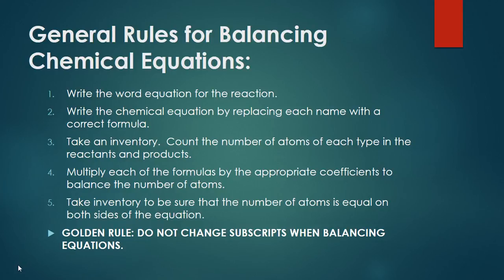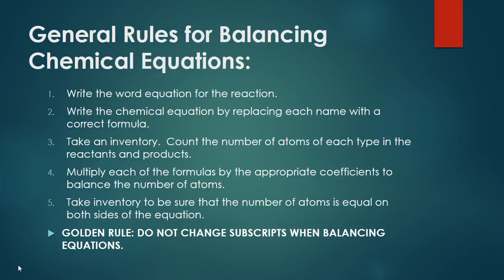Once you've got the chemical equation written out, you can go ahead and take an inventory of how many atoms of each element you have on each side of the equation. How many reactant atoms do you have of each element, and how many product atoms do you have of each element? If they are not the same, then you're going to have to multiply each of those chemical formulas by an appropriate coefficient to make sure that we balance the number of atoms. The coefficient is the large number that goes in front of a molecule that tells us how many molecules we have. And the subscript, remember, tells us how many of each element is present in the molecule.